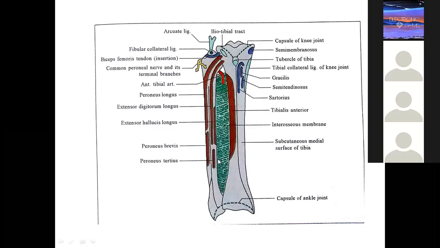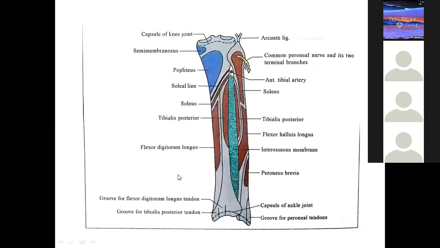So we know the interosseous membrane is connecting the interosseous border of the fibula, which is the medial border of the fibula, and the interosseous border of the tibia, which is the lateral border of the tibia, right? It is forming which joint? Intermediate tibio-fibular joint. Okay, beta? Now coming to the posterior view.